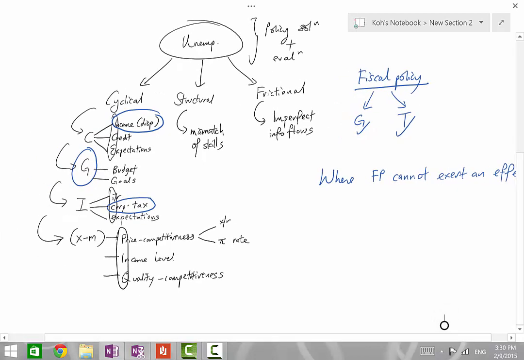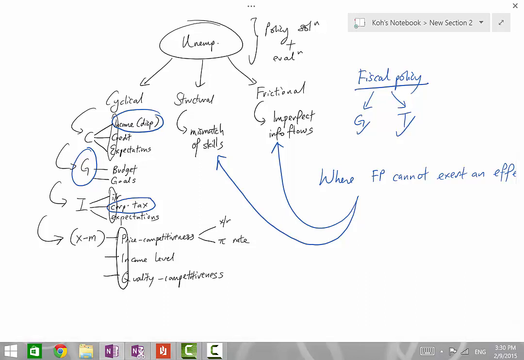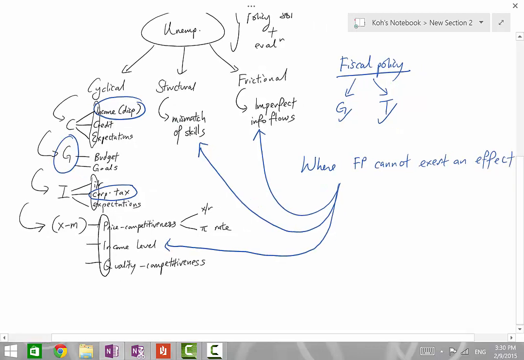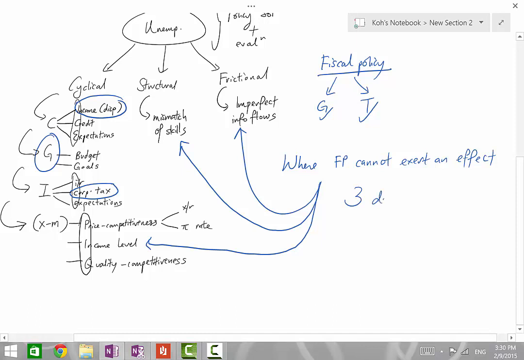So I don't see a circle under frictional unemployment. Neither do I see a circle under structural unemployment. Now, while fiscal policy can indeed change domestic income levels, it cannot influence external income, which is the main driver of export sales. All right, so you have three drawbacks of fiscal policy now.